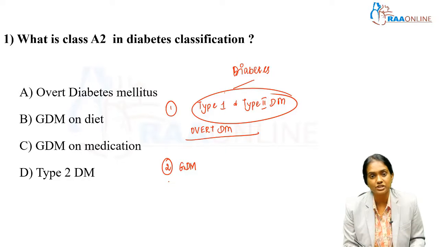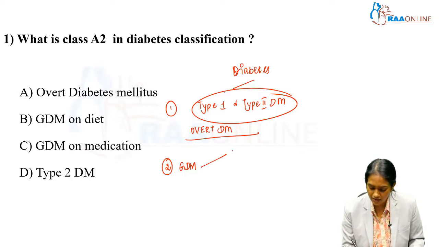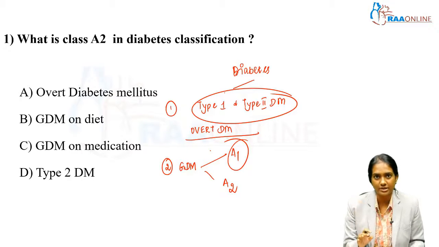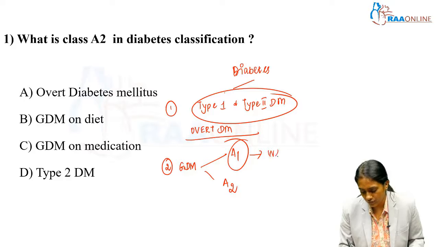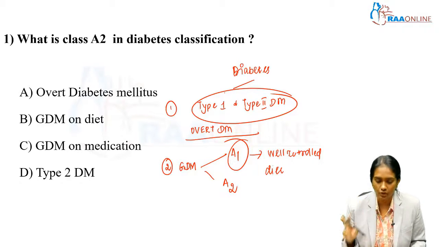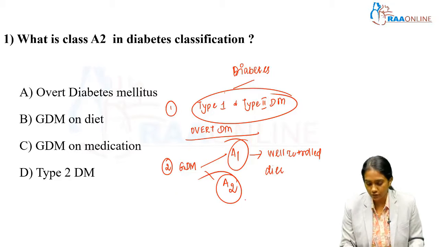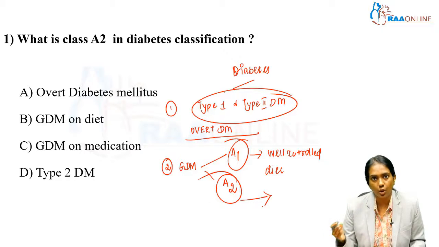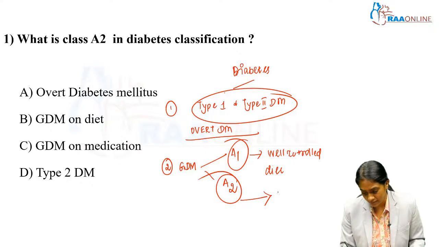GDM is gestational diabetes mellitus in pregnancy, and you have A1 and A2. A1 means that the patient is having gestational diabetes mellitus that is well controlled on diet. So you need not put her on insulin or OHA. It is well controlled on diet. But when we talk about A2, she needs intervention. You have put her on diet, but it is still on the higher side, and then we will start her on medication. It can be OHAs or it can also be insulin.